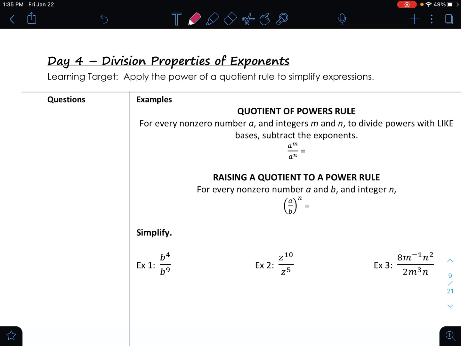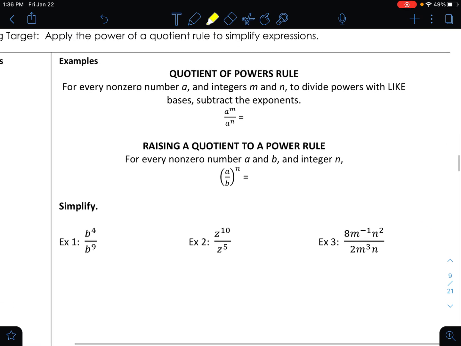In today's video, we are going to move on to division properties of exponents. So we have two rules here that deal with division. And so you're very likely going to see fractions, because remember, fractions are just another way to write a division problem. Okay, rule number 1, quotient of powers rule.